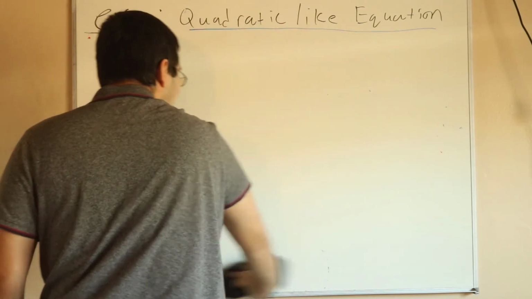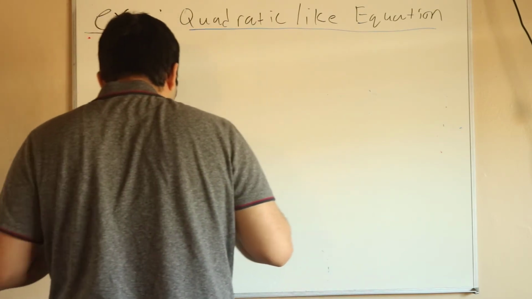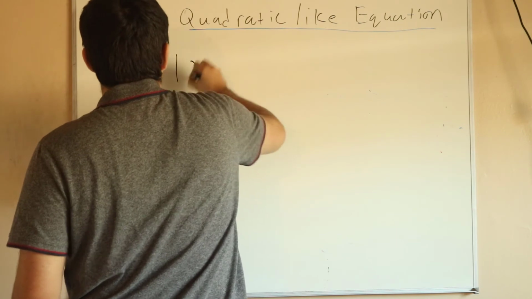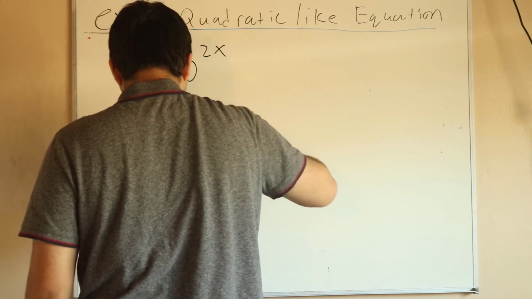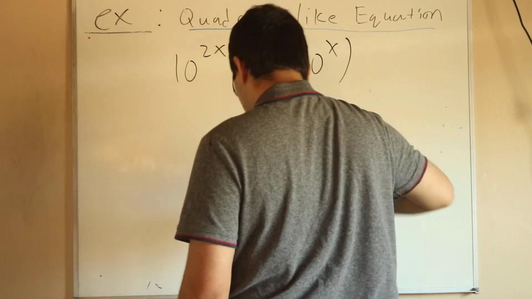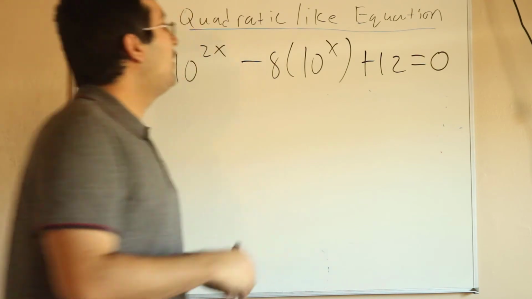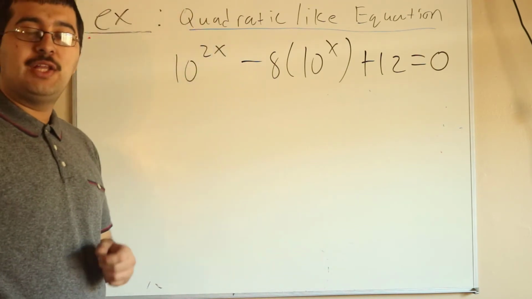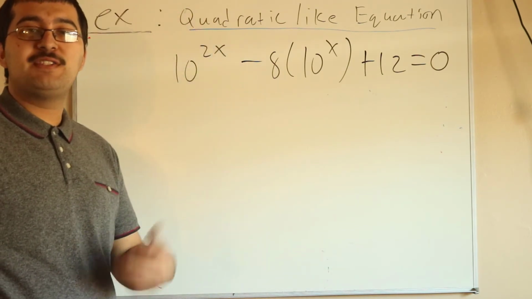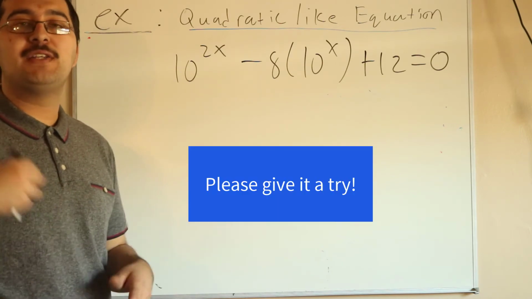And go ahead and try solving for yourselves this following equation. 10 to the 2x minus 8 times 10 to the x plus 12 equals 0. Alright? So take a moment, try this problem on your own. After you unpause the video, I'll write my answer on the board and we'll compare. So go and pause the video now.